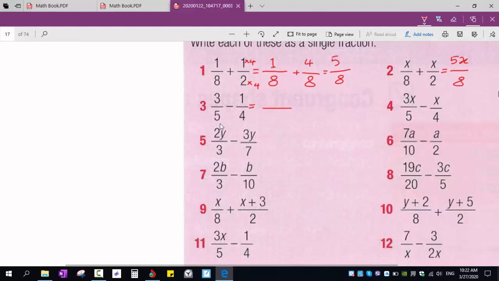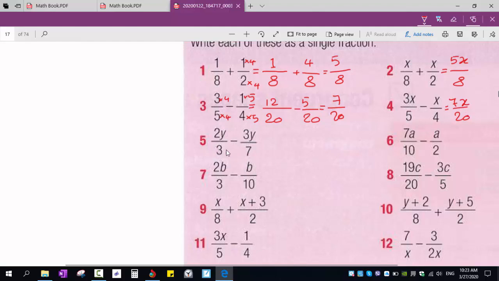This one, the common denominator between 4 and 5 is 20. How 5 becomes 20? Times 4. Then 3 times 4 is 12. 5 times 1 is 5. 12 minus 5 is 7 over 20. In the next one, instead of 3 we have 3x, instead of 1 we have 1x, and the same denominators. Again, 20 is the common denominator, and we will get 12x minus 5x, that gives 7x.